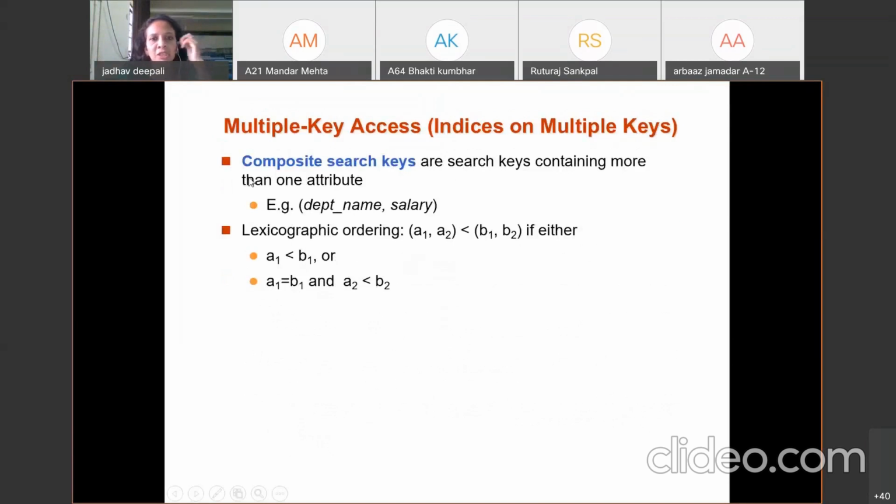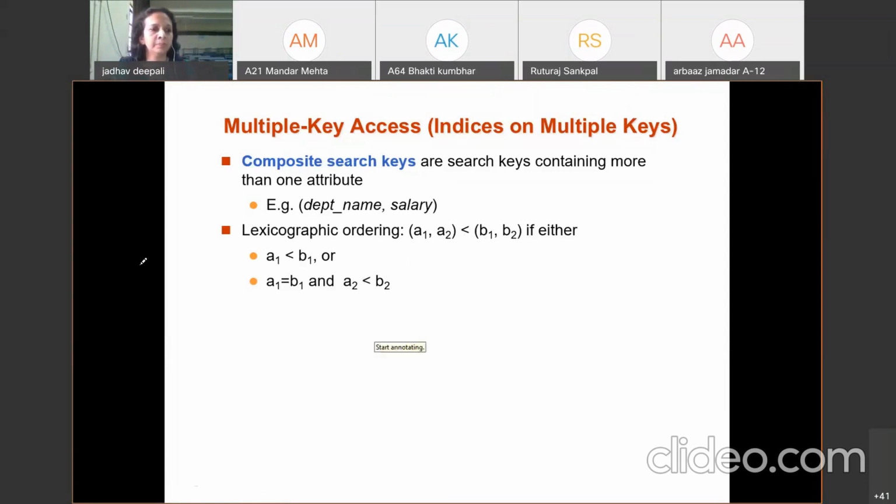So composite search keys are used here, which contain one or more attributes. We consider there is an index on the department name and salary together as a single index. When we consider a single index with multiple attributes, we need to follow the lexicographic ordering: (A1, A2) is less than (B1, B2) if A1 is less than B1. If A1 is equal to B1, then A2 must be less than B2.